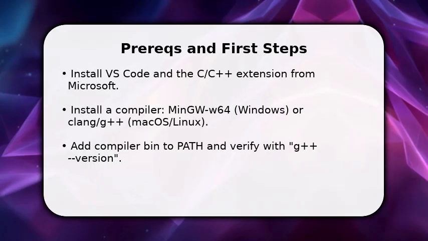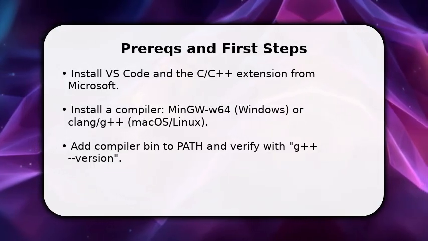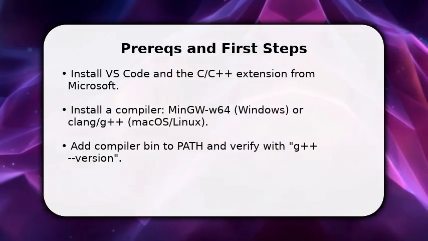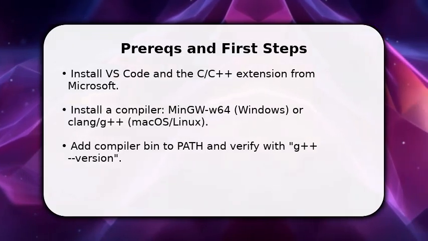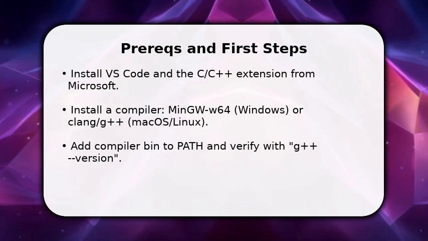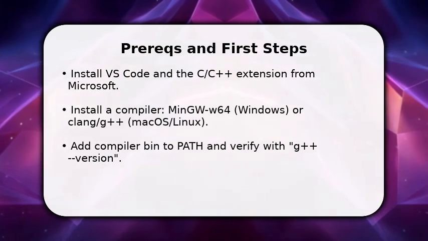Once done, add the compiler bin folder to PATH and confirm with g++ --version. This ensures VS Code can invoke the toolchain. Make sure to restart VS Code after PATH changes so the editor picks up the compiler immediately.